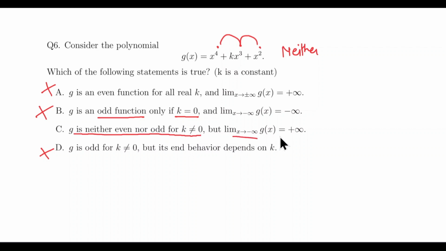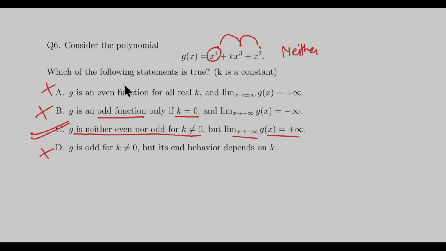and the limit as x approaches negative infinity is infinity. Yes, because it is an even power, the degree is even, and the leading coefficient is positive. So it should be option C.